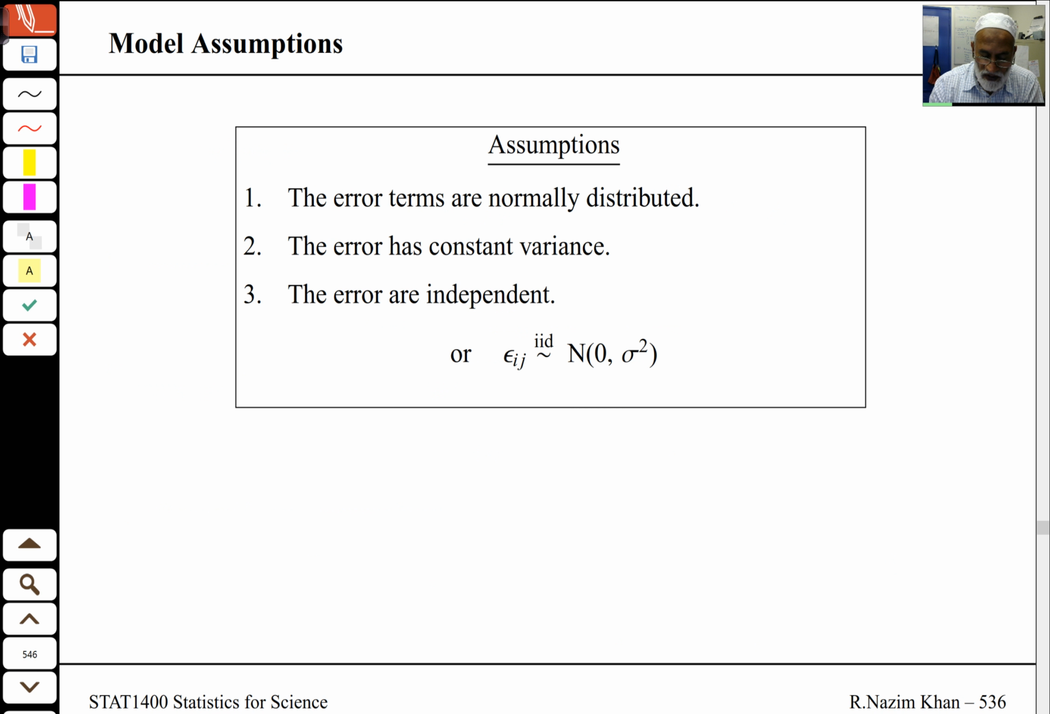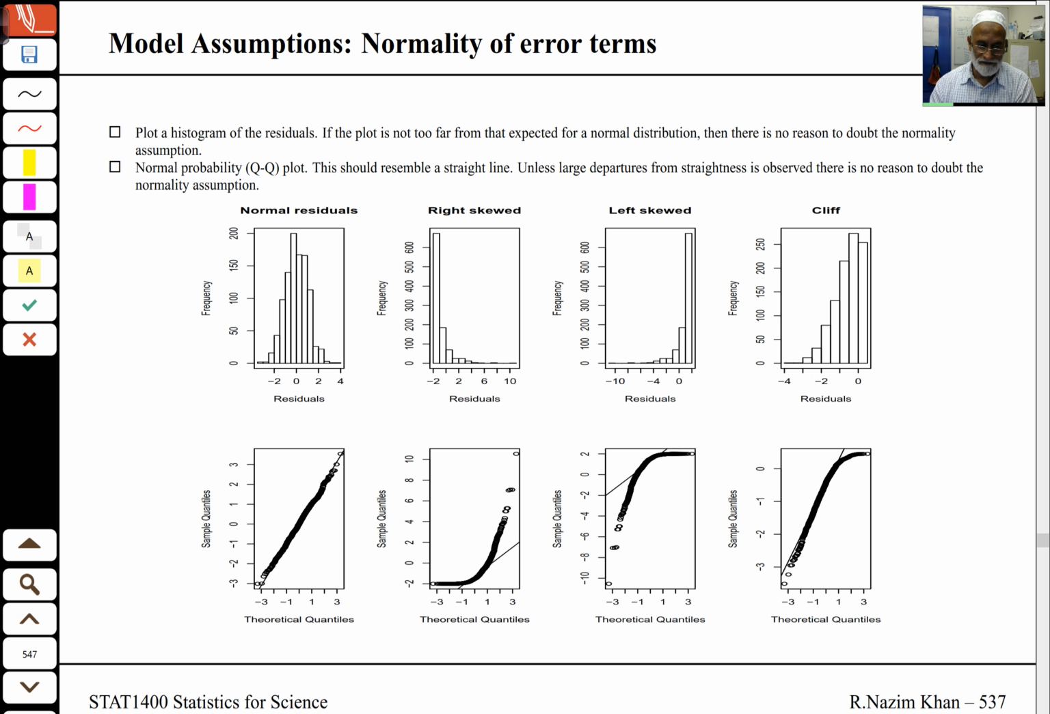The residuals or the error terms are normal. They have a constant variance. That means the variance doesn't depend on the group they come from, and they are independent. Or I can write the thing in one hit as epsilon_ij are IID, independent and identically distributed, normal with mean 0 and variance sigma squared. So these are the three assumptions I have to check.